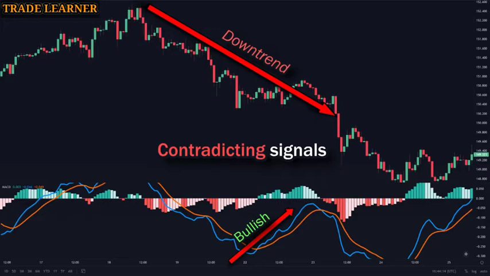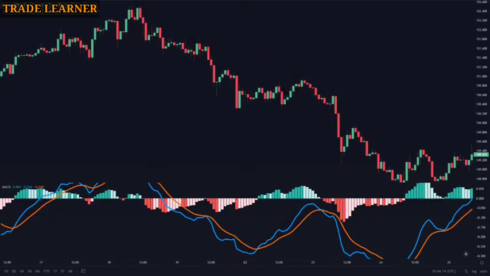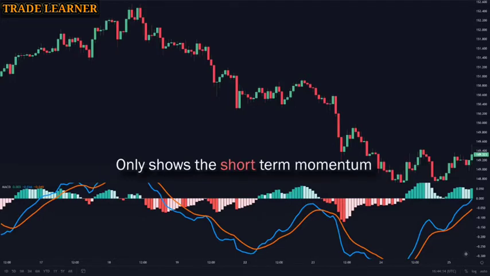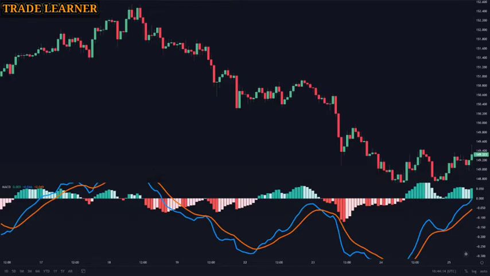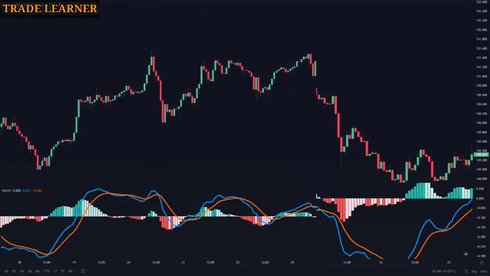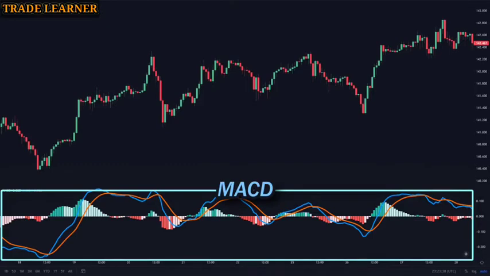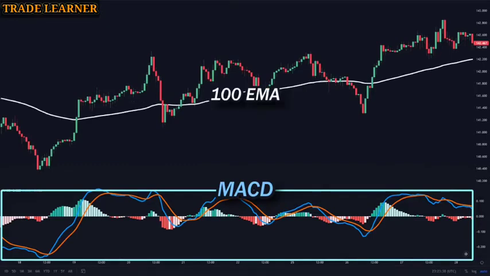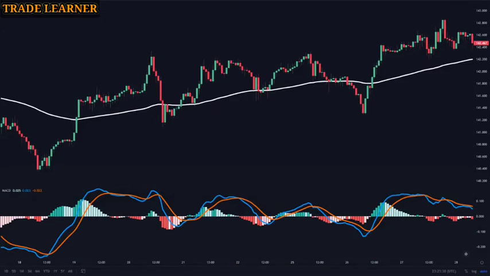This is exactly why you shouldn't use the MACD by itself, because what the MACD is showing us is only the short-term momentum. And as traders, we also need to take the long-term trend into consideration, because we never want to trade against a trend. And so, a simple but high win rate strategy that I recommend for beginners is combining the MACD with a long-term trend indicator like the 100 EMA. This way, we can safely trade the MACD while making sure that we're staying within the same direction of the long-term trend. So this is how you trade the strategy.